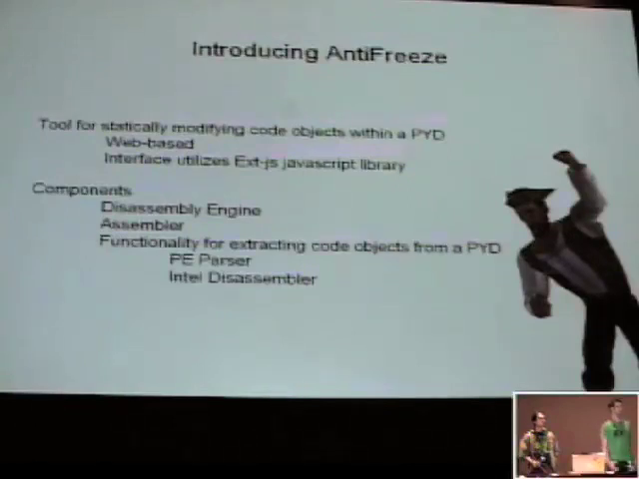So we coded up this tool set called antifreeze. Called antifreeze because a PYD is considered frozen Python, so antifreeze makes sense. It's web-based. I'll show you a screenshot in a minute, but it uses the ExtJS framework, just a JavaScript library, to make it all pretty. And the components of it, we have a disassembly engine, so it'll take Python bytecode. There is a disassembly module called dis, but it kind of sucks, so he mostly rewrote it.